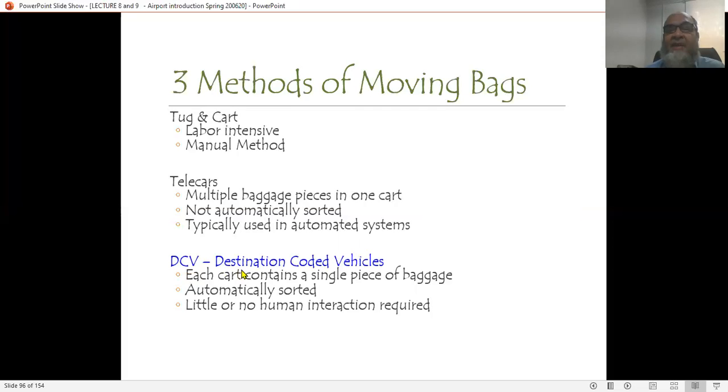Nowadays, there is the DCV, Destination Coded Vehicles system. It's a very good and very efficient system, just like the barcode system we are using in every field now. Each cart contains a single piece of baggage. It is automatically sorted, with little or no human interaction required, and that's how the safety of your baggage is ensured, because not many laborers or people are involved in sorting. And if, God forbid, your bag is not properly locked, there are fewer chances that it could be opened because it is done by machine systems now.